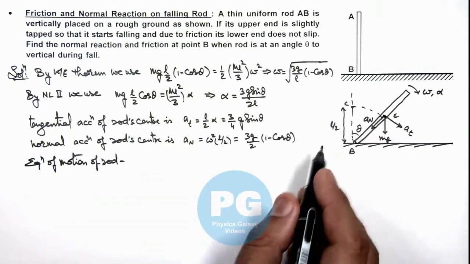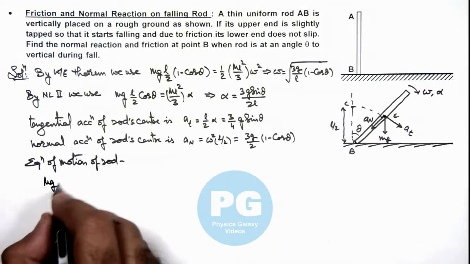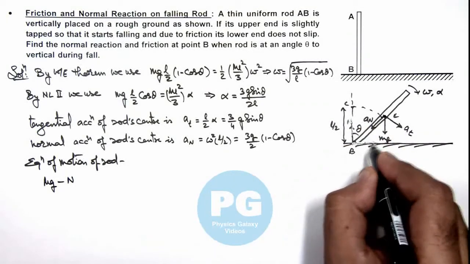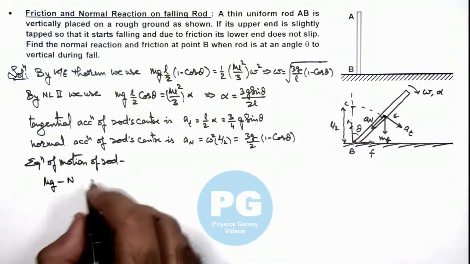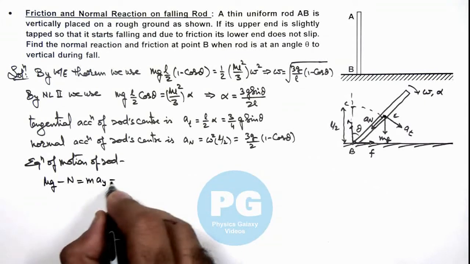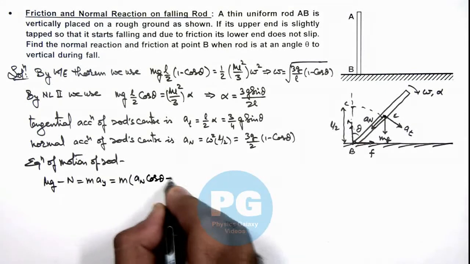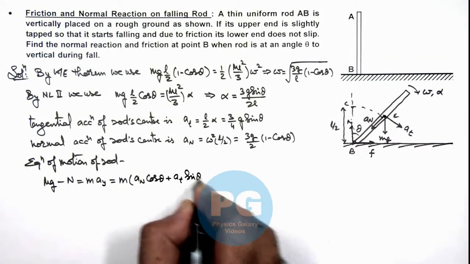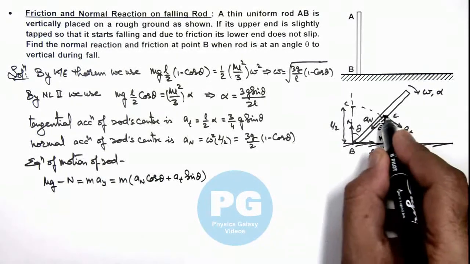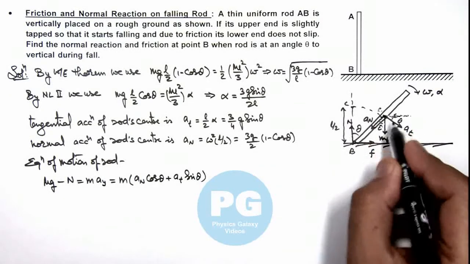Then along the vertical direction, here we can write mg minus normal reaction, as it will be experiencing N in the upward direction and a friction toward the right. So it is mg minus N is equal to m a y, and here the acceleration in the y direction we can write as a normal cos theta plus a tangential sin theta. Here you can see if this angle is theta, here this will be theta, and from horizontal this angle is also theta for the motion of the center of mass.